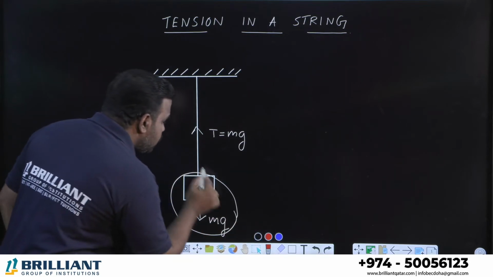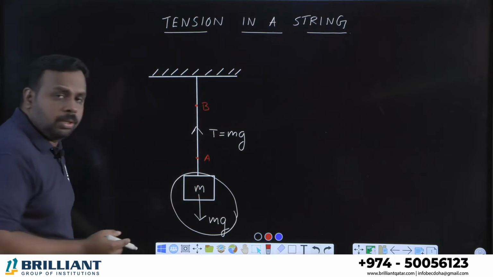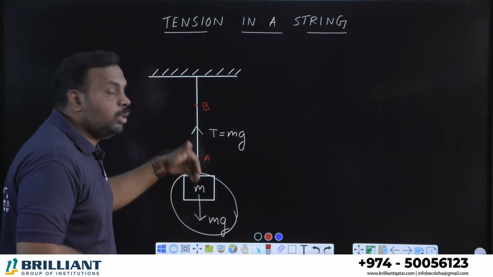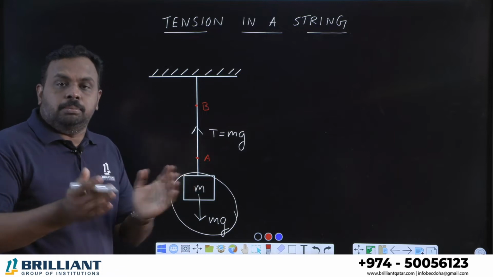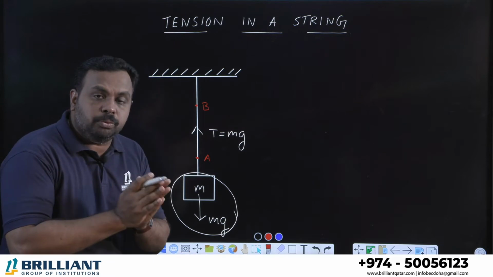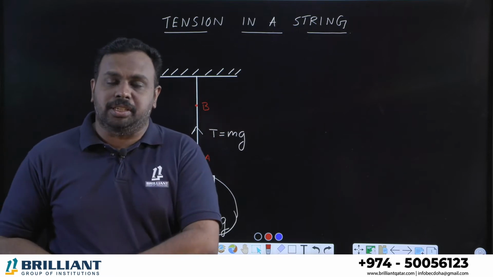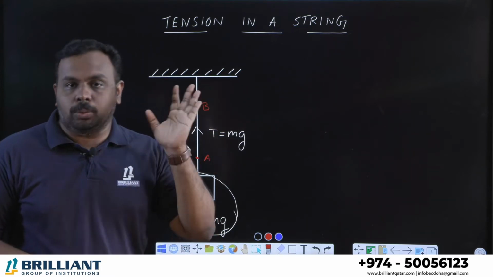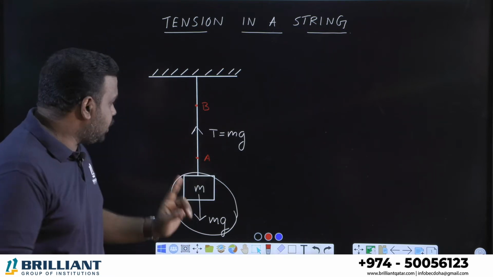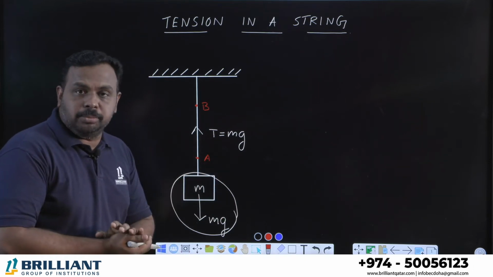See, I'm just marking 2 points here. Look at this. This is point A and this is point B. I have written T is equal to mg. So the question is, what is the tension at A? What is the tension at B? Will both be mg or different? Students, please note that if the string you are considering is massless, that means you are not considering the mass of the string, then the tension will be the same throughout. Here in this diagram, if you are ignoring the mass of the string, we can say that the tension at A is equal to the tension at B, and it is equal to mg, right?